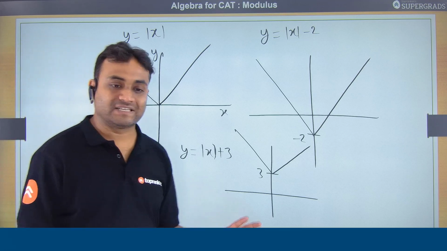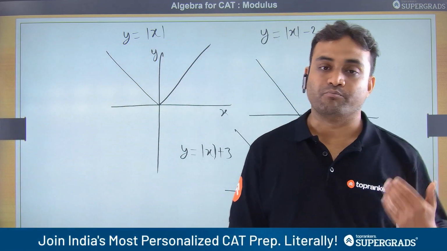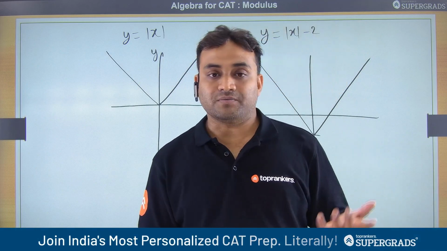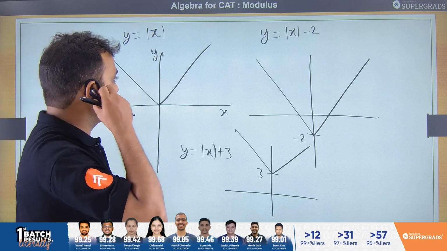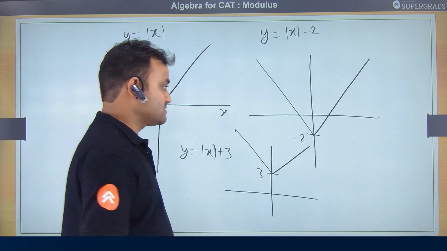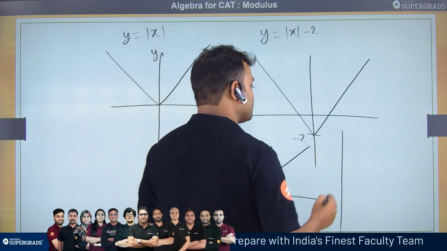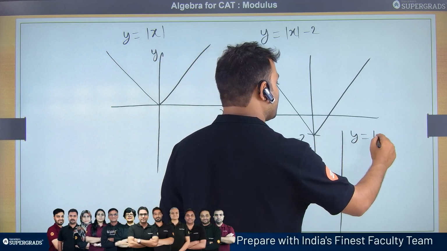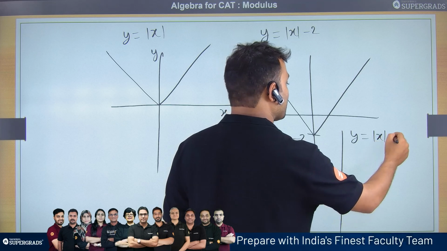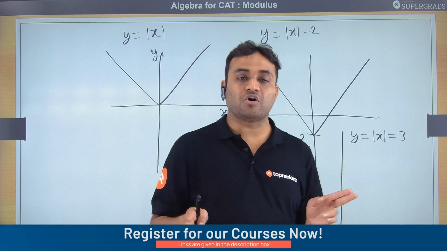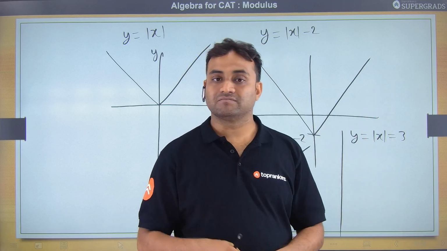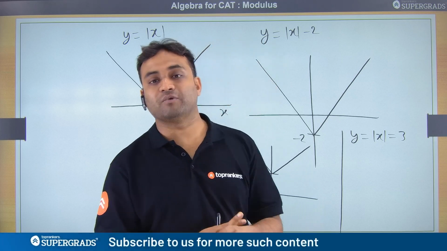So these are the basic graphs related to mod of x. जब हम ग्राफ की बात कर रहे हैं तो let's try to understand the graphical meaning of modulus. So whenever we talk about y is equal to mod of x, and let's say mod of x is equal to 3, so basically we are talking about 2 points on the number line, x is equal to 3 or x is equal to minus 3.